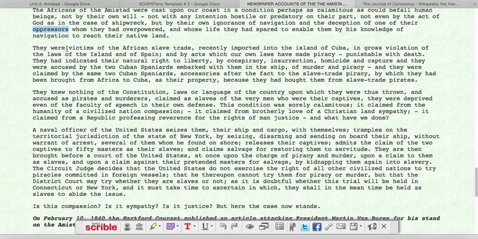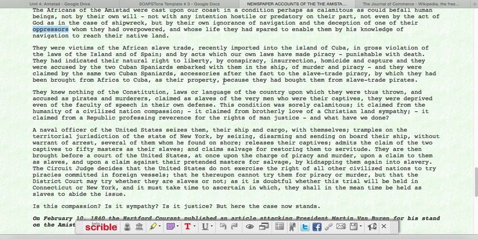They were victims of the African slave trade, recently imported into the island of Cuba in gross violation of the laws of the island and of Spain, and by acts by which our own laws have made piracy punishable with death. They had indicated their natural right to liberty by conspiracy, insurrection, homicide, and capture, and they were accused by the 2 Cuban Spaniards embarked with them in the ship of murder and piracy. And they were claimed by the same 2 Cuban Spaniards accessories after the fact to the slave trade piracy, by which they had been brought from Africa to Cuba as their property, because they had brought them from slave trade pirates.